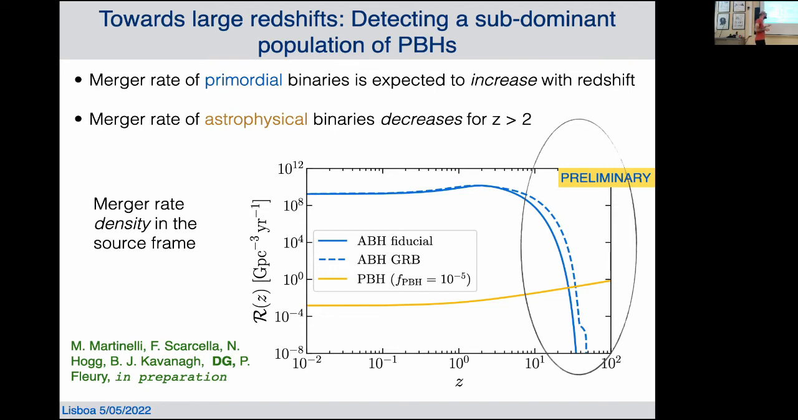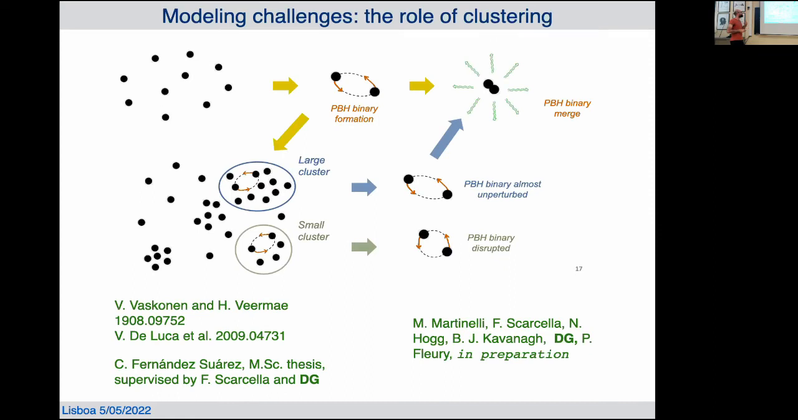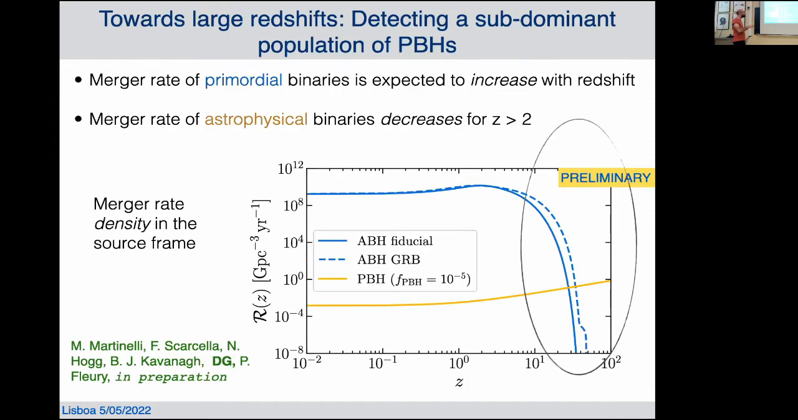Of course, this is easy to explain, but there are various complications. First of all, there are complications with respect to the modeling, because there are many effects that can impact this kind of simple model. On the other hand, there is a huge experimental question: we have to assess whether Einstein Telescope is accurate enough at those high redshifts to distinguish primordial and astrophysical binaries.